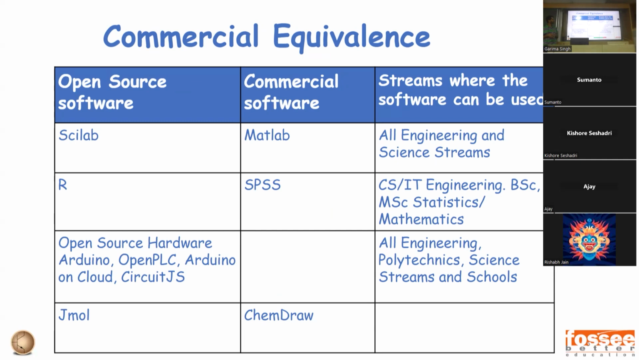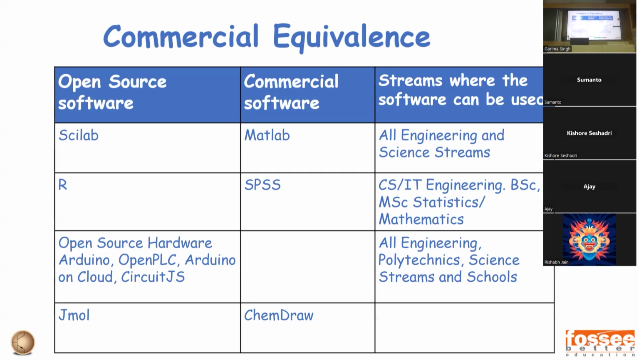And R versus SPSS. SPSS is software for which I guess we received a mail quite a while ago, related to IBM SPSS. You can refer to that mail and see how much the institute is paying. Instead, R is a substitute for SPSS for statistics, data analytics, and so on.